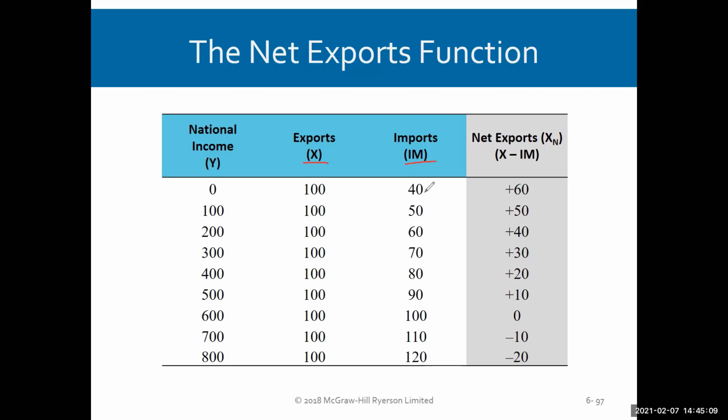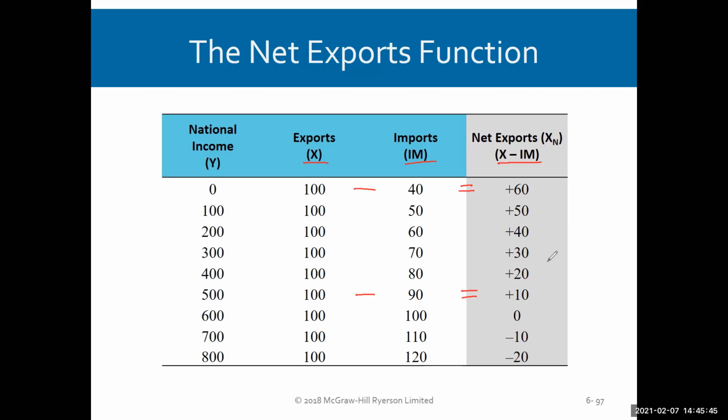the autonomous component of 40, plus they rise at 10 for every 100 incomes rising, so there's the induced component there too. To calculate net exports, I said previously, always start with exports. So 100 minus 40 is plus 60. And you go all the way down, and I'll just go to here, 100 minus 90 is plus 10. So everywhere it's positive, that means we've got a positive balance of payments, or positive net exports, or a balance of payments surplus, or a net export surplus.